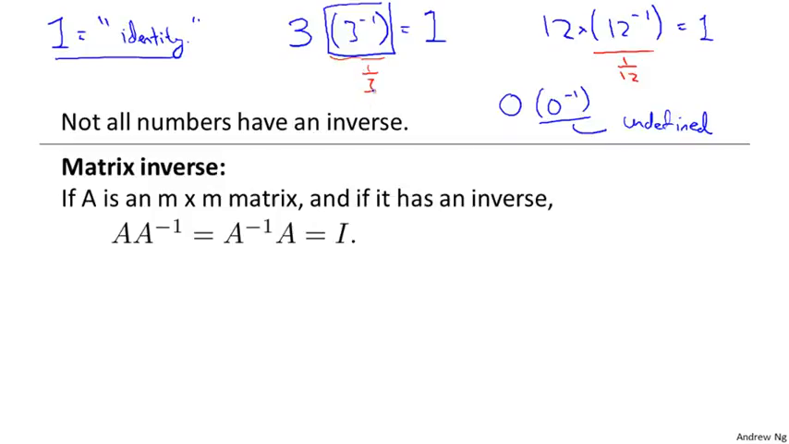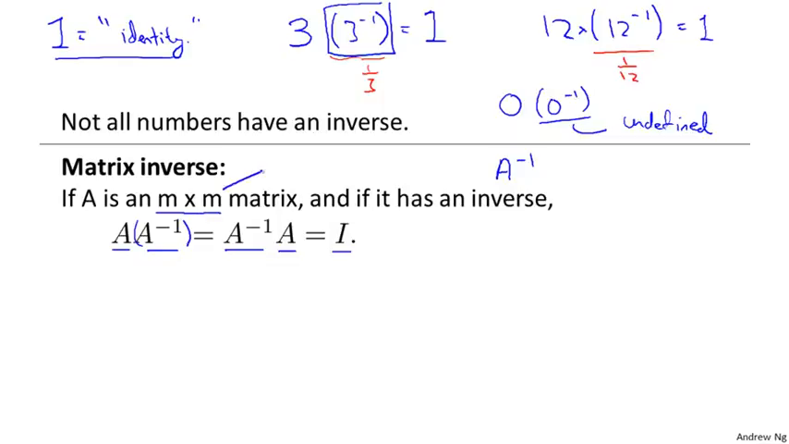Here's the idea. If A is an m by m matrix, and if it has an inverse, I'll say a little bit more about that later, then the inverse is going to be written A to the minus 1, and A times its inverse, A to the minus 1, is going to equal A inverse times A, which gives us back the identity matrix. Only matrices that are m by m for some value of m have an inverse.